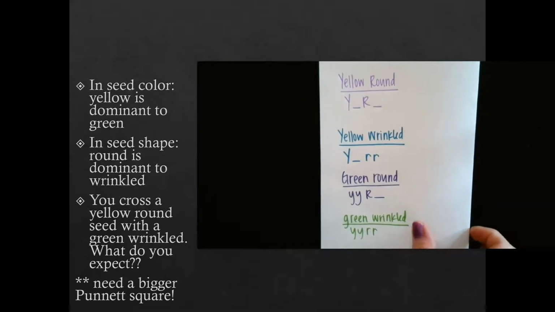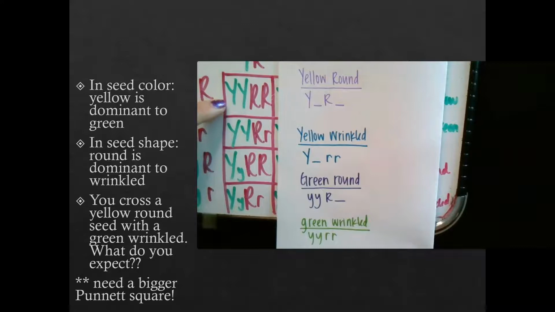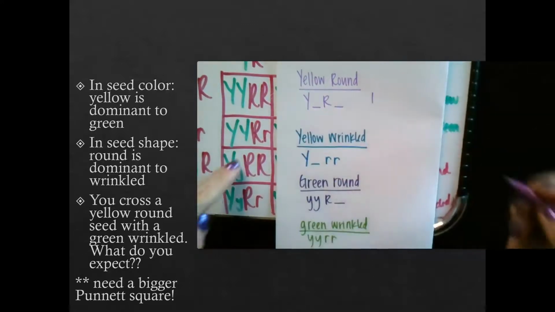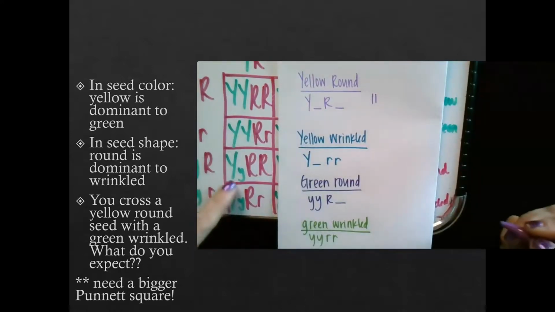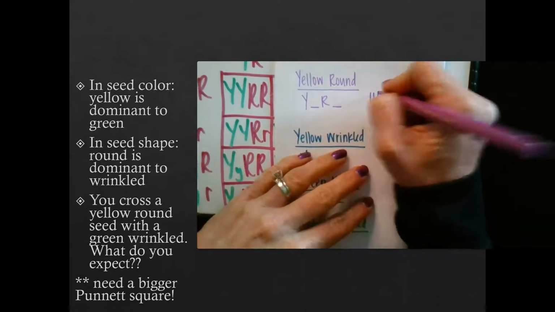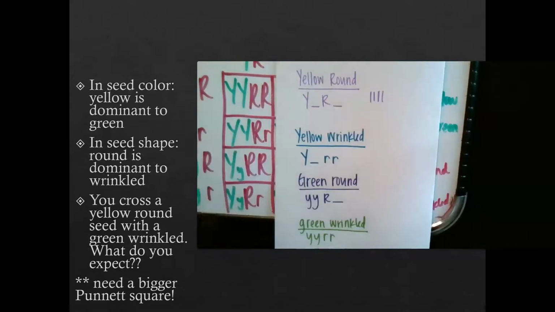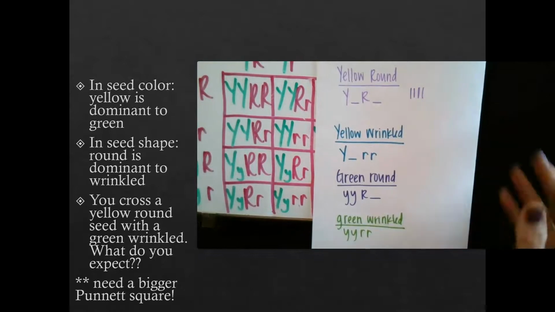phenotypes I'm seeing. So if I start here, as I go down the line, big Y's and big R's. This one is yellow round. This one is yellow and round. This one is yellow and round. And this one is yellow and round. Everything in the first column has the same phenotype. Okay, let's scoot over.